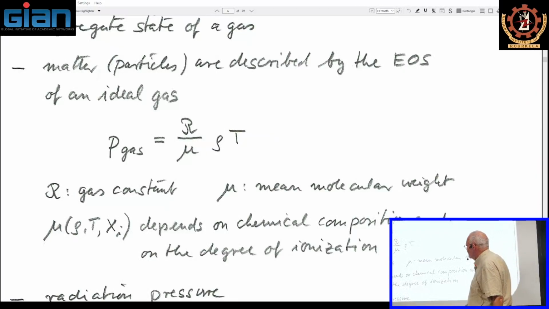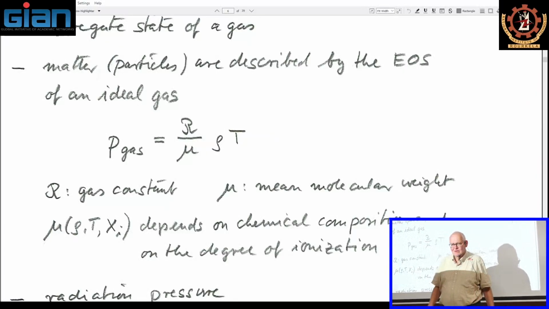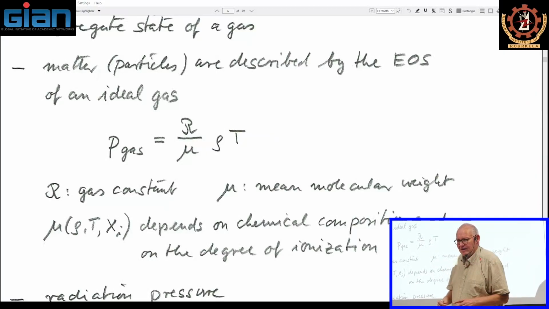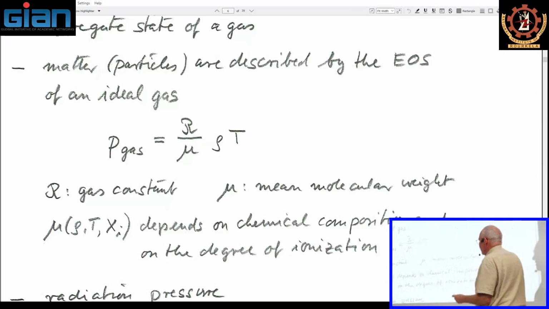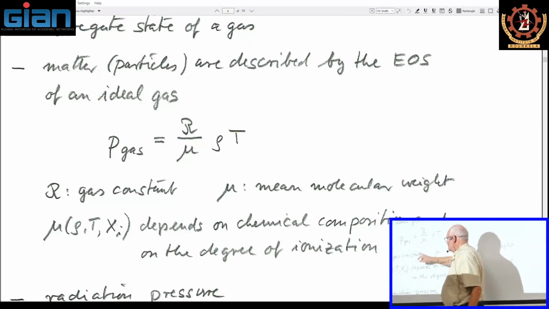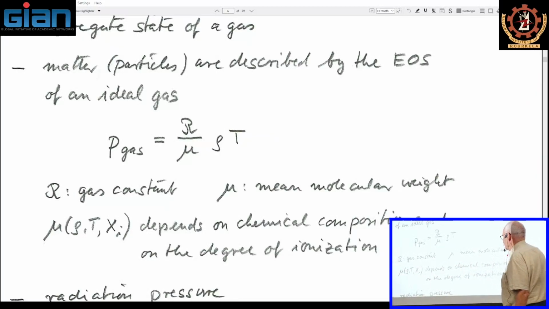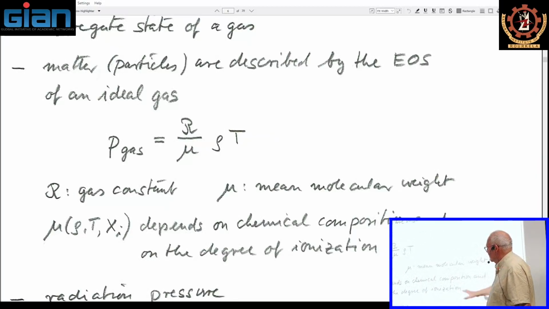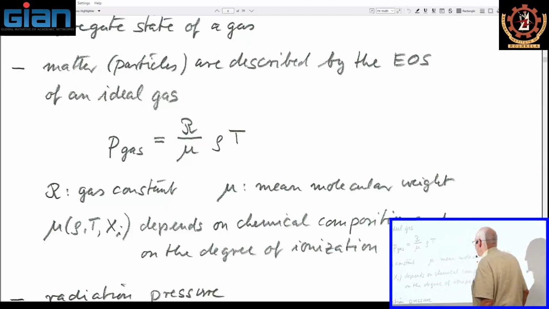So keep in mind, it's not that simple in the outer layers of the star where we have ionization processes, incomplete ionizations in the star. This mu depends sensitively on temperature and density and on the chemical composition. So mu itself is a function of rho and T.